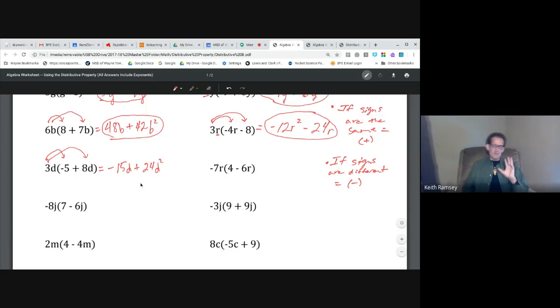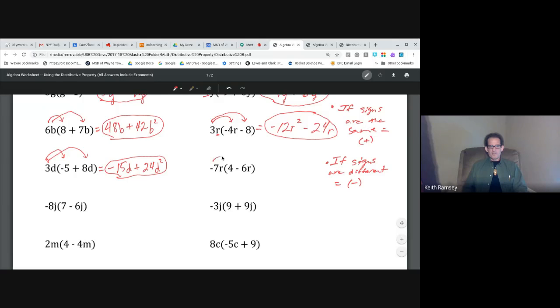Now the second part of this is so important. Check for like terms, because if they're the same, then you have to keep simplifying. So my question is, do I combine negative 15 and 24? I have the same variable, but I don't have the same exponent. This one's squared and this one isn't. So I can't combine those. I have to stop right there. And you say your equation simplified. So I got that right.